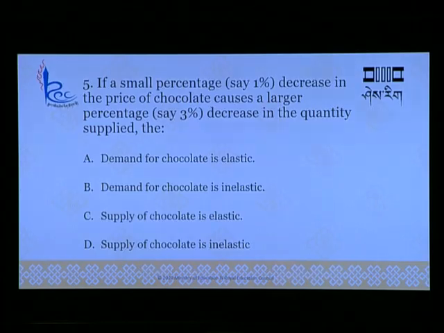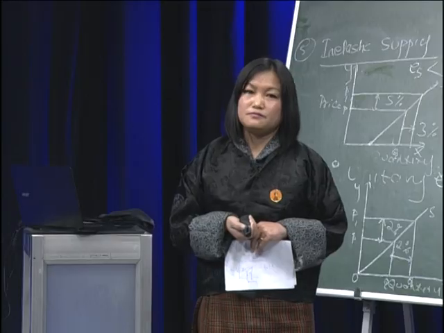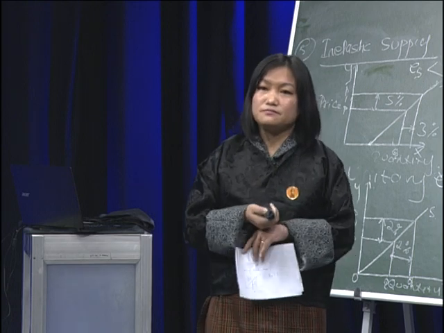Okay, now let's move to the last question. Number 6. Suppose the government adopts a public policy to fight obesity using an excise tax. When considering elasticity, consumers would probably pay more of this tax on fast food than the producers if A, demand is elastic and supply is inelastic, B, demand is inelastic and supply is elastic, C, they buy more of the product, D, demand and supply are both elastic. Can you tell me which one is the correct answer from here?